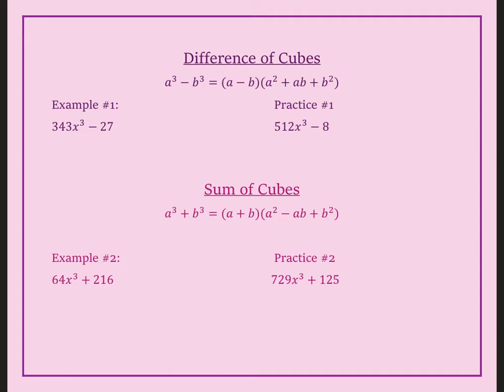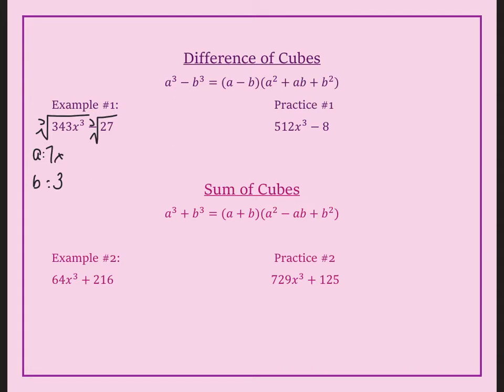Let's go ahead and do example number 1 as a review. So we see x cubed, and so we're going to check if we can take the cube root of both of these. Can I take the cube root of 343x cubed? And the answer is yes, I can. And so my a value is going to be 7x. Then I try taking my cube root of 27, and my cube root of 27 is 3. So there is my a and b value, okay?